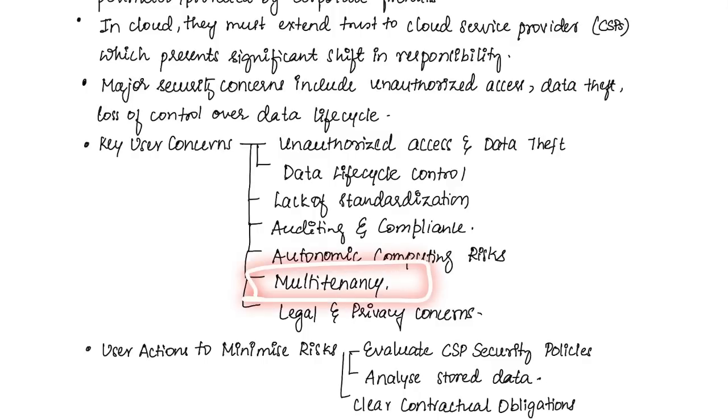Then we have multi-tenancy. Multi-tenancy means many people are using the same resources, sharing the same resources. So if you and I are both sharing the same resource, sharing the same server, and there is even a slight data breach happening, I can access your data. So there is a high chance of data breach when we are sharing the resources over a cloud domain. So that's about multi-tenancy.